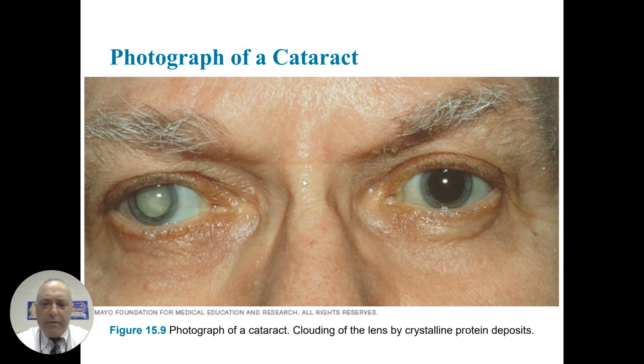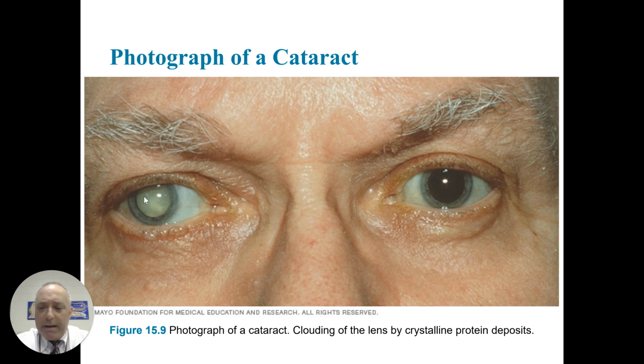Okay, so one of the problems with vision is development of cataract. This usually develops with old age. But the cataract is a cloudiness of the lens itself. So just the lens develops these proteins that misfold, they aggregate, and they get in the way of the light. You can see on the left eye here that you can see right through the lens. You can't see the lens because it is transparent.